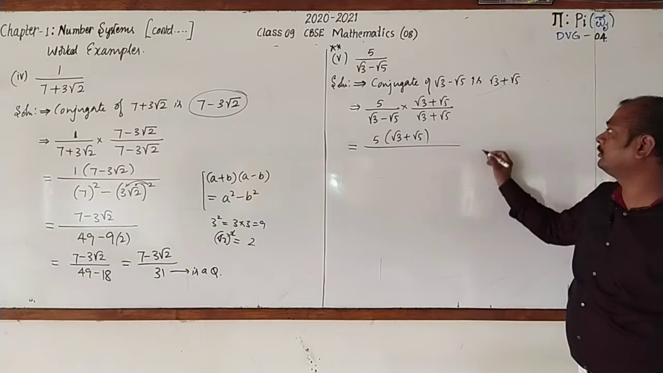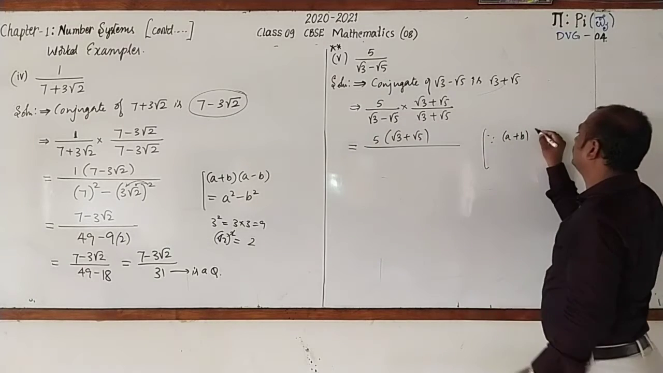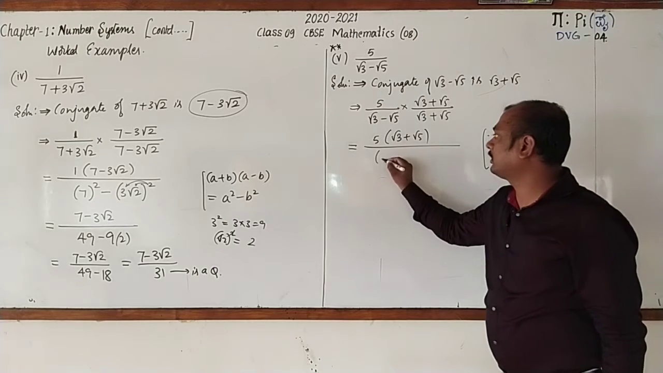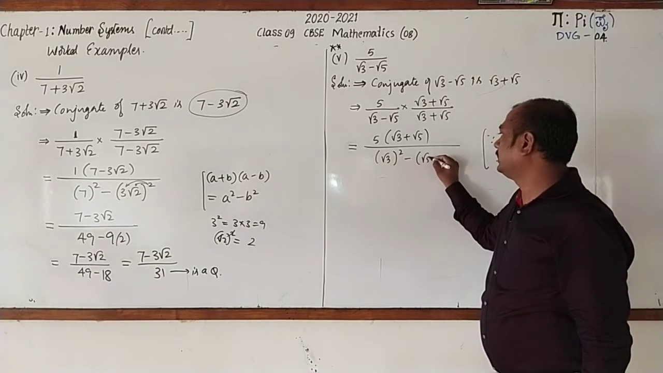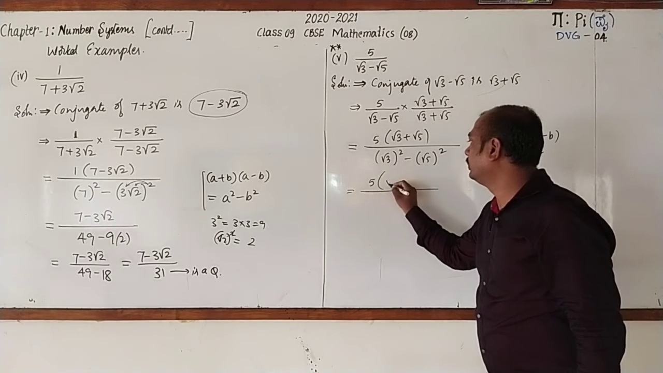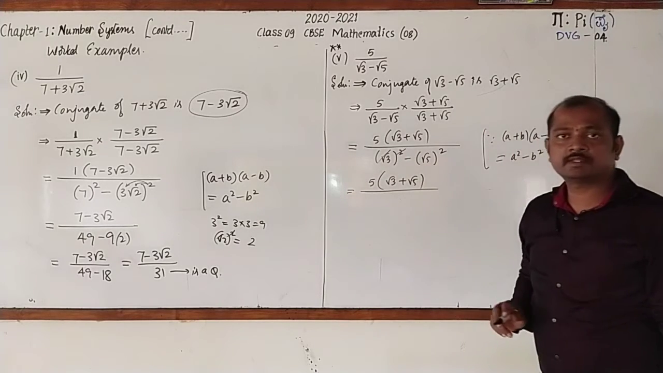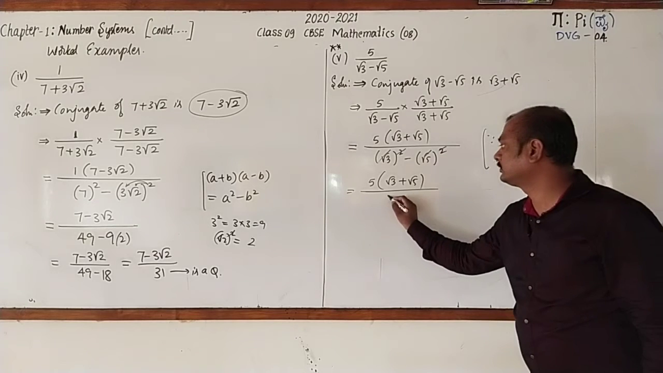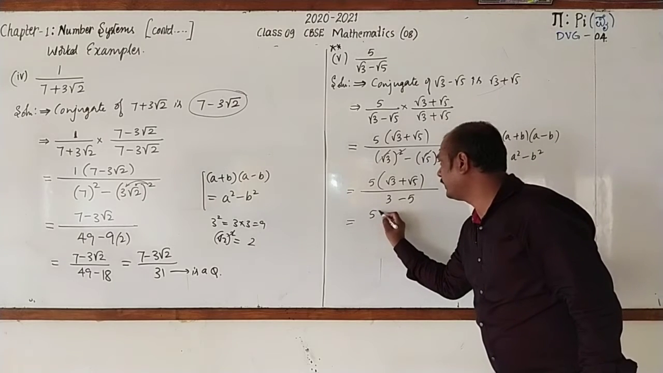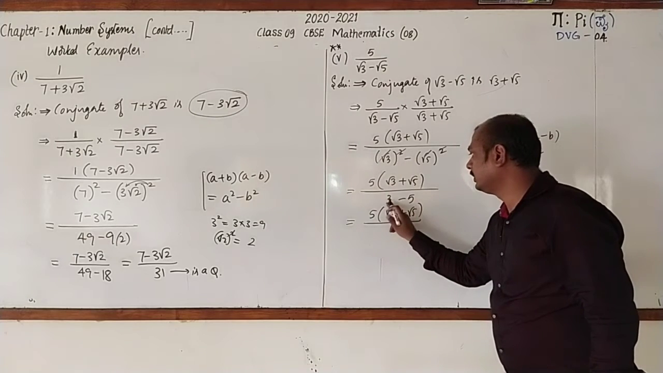Denominator, in which form? Again we have to write, they are in the form of (a plus b) into (a minus b), which is equal to a square minus b square. Now I can write root 3 whole square minus root 5 whole square. It is equal to 5 into (root 3 plus root 5). Square and root get cancelled. 3 minus 5.